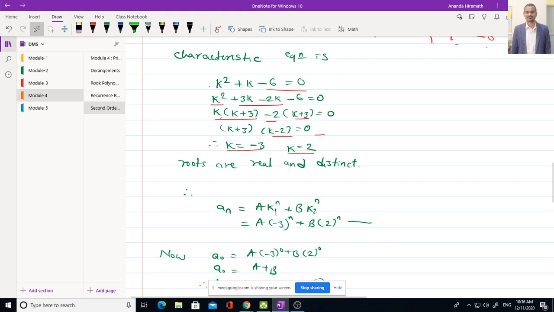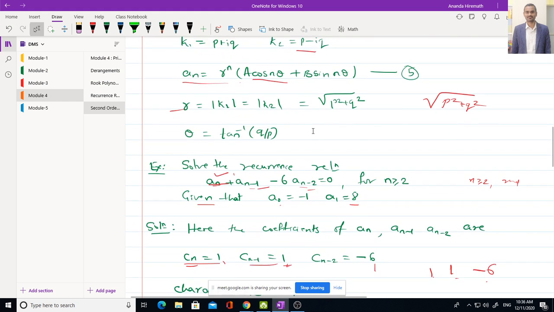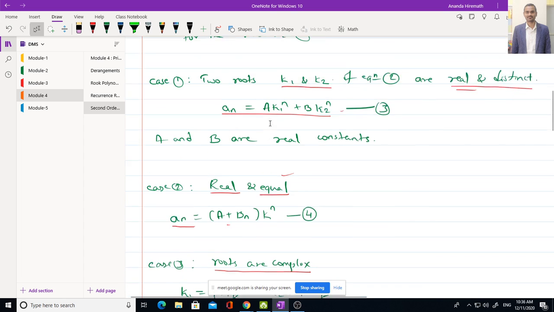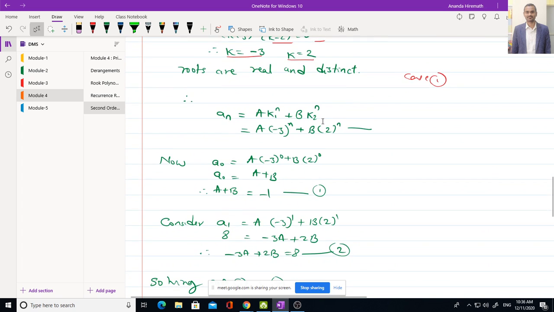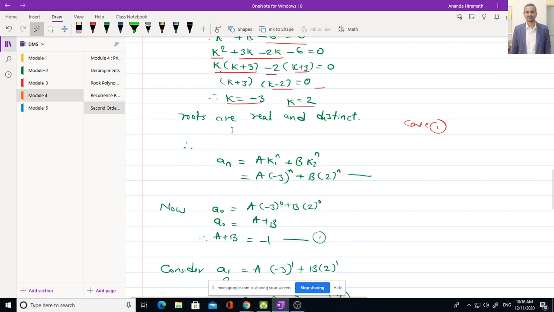Now if you observe, the roots are real and they are different, or distinct. So this is case 1. So for case 1, what was the equation for an? Here it is, an is equal to a k1 raised to n plus b k2 raised to n. So it's the same thing I am going to use here. When roots are real and distinct, then we go for an is equal to a k1 raised to n plus b k2 raised to n.